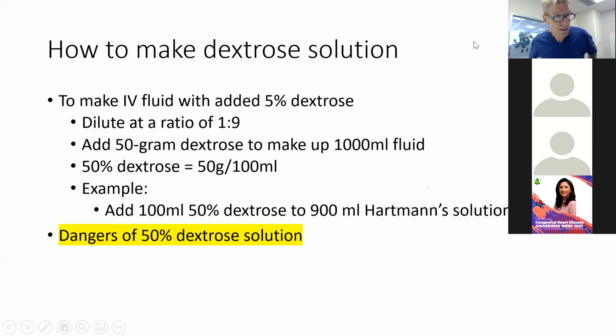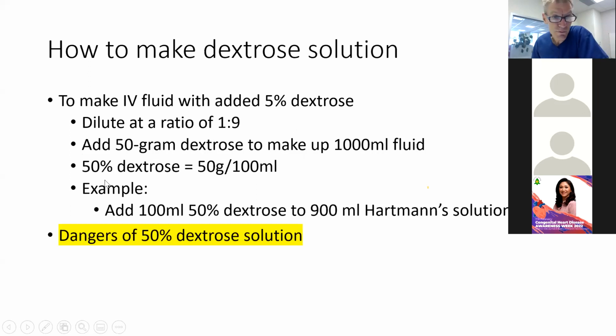When I said that some forms of Hartmann's solution don't have glucose in them, you can add glucose to it, and you need to have an understanding of how to make up intravenous fluids to add glucose to make it 5% glucose. The way you do that is to dilute it at a ratio of 1:9. So you can add 50 grams of dextrose or glucose to make up 1,000 mils of fluid, and that will give you a 5% solution. 50 grams in 1,000 mils will give you 5%, right?